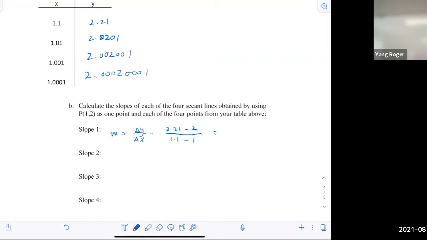For which one? So the X value is 1, so that goes there. And the Y value is 2, so that's the one that goes on top. Does that make sense?